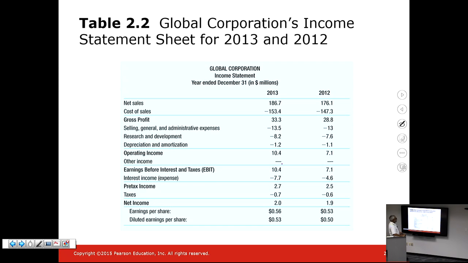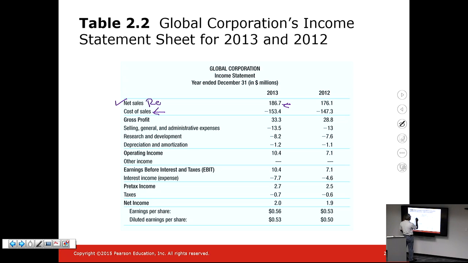So let's look at what are the items that we have over here. We start with net sales. Net sales indicate everything that the company sold. It captured the value of the sale. That's 186.7 in 2013. Cost of sales indicates the cost that was incurred to produce the item that was sold that generated the revenue for us.